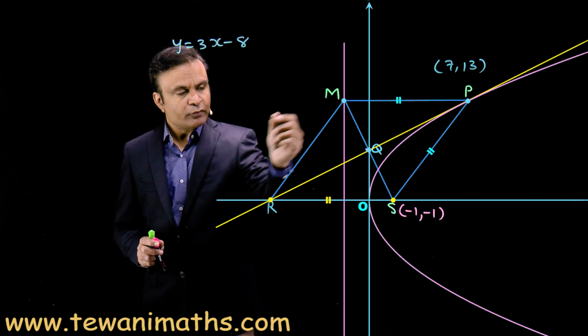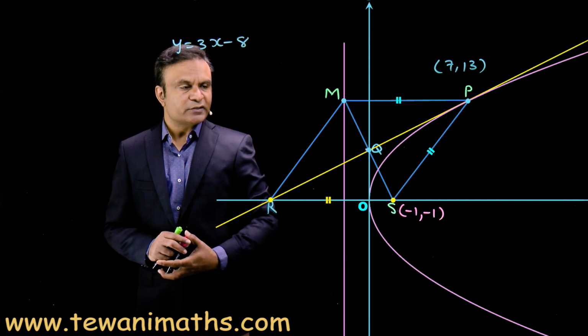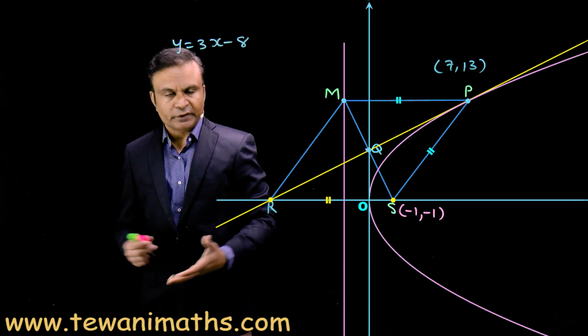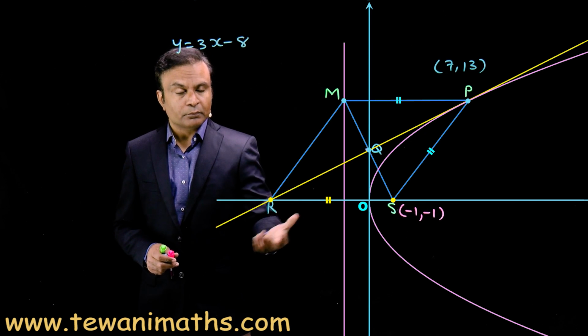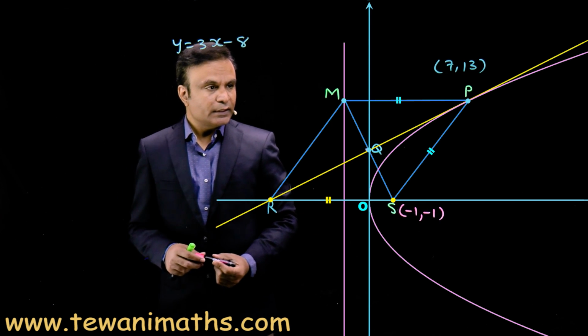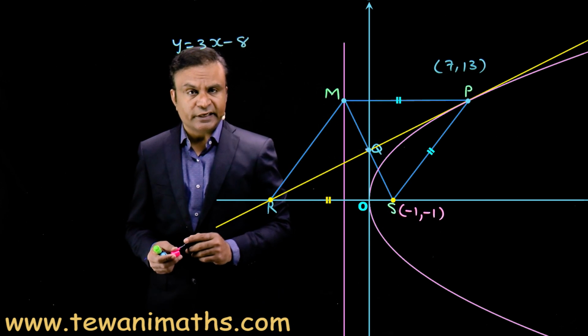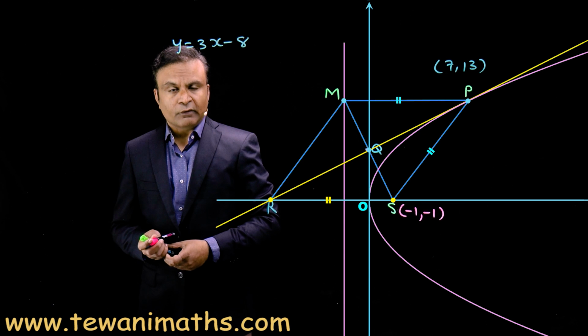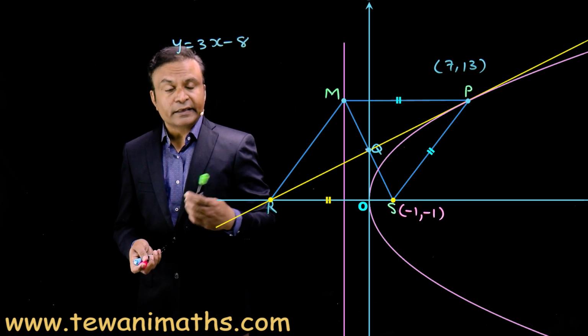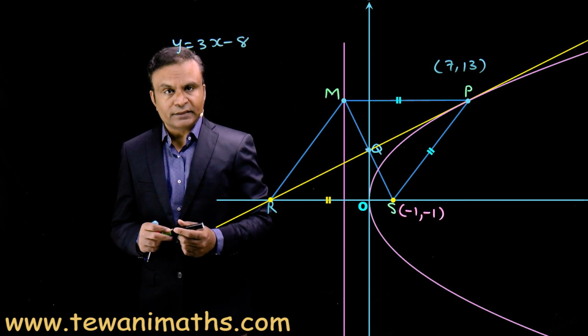Now on the directrix we have point M. Can we get the coordinates of this point? Definitely yes, using the properties which we discussed. Point M is the image of the focus in the tangent line. Now what is the shortcut method to find the image of a given point in a given line?